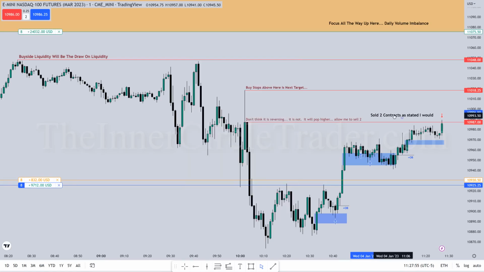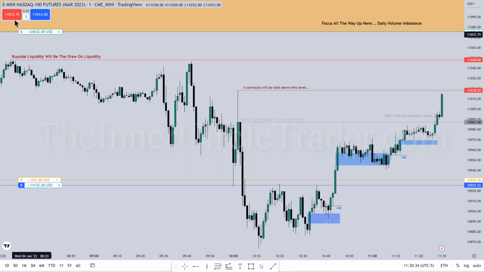Stop is still where I have it. The first contract I'm going to try to take 3 of them off above that next level of 11,018 and a quarter. But notice what I do. I don't go and click 3 at one time.